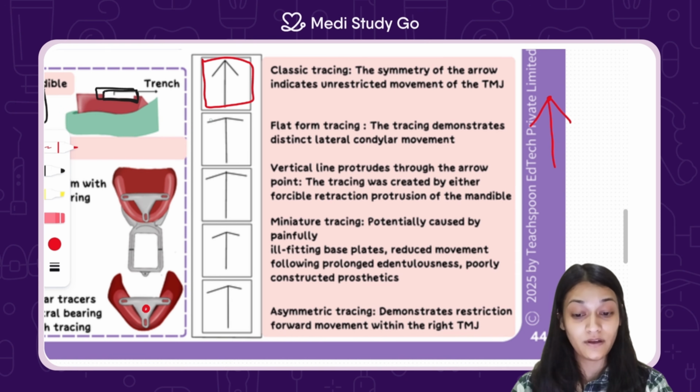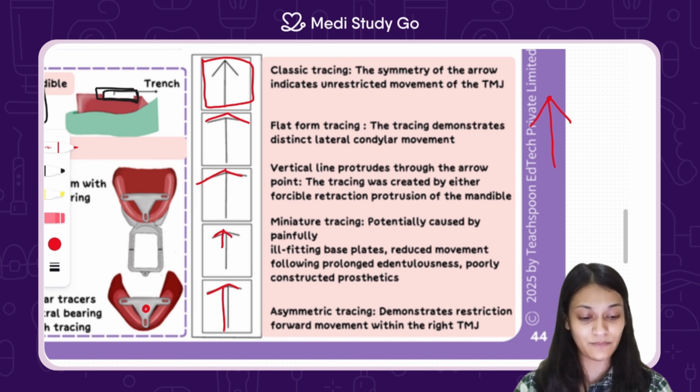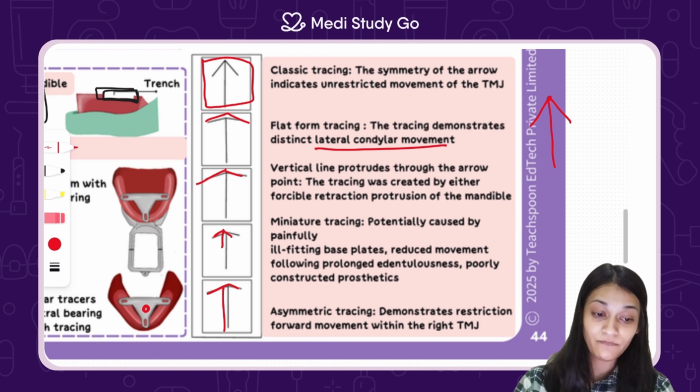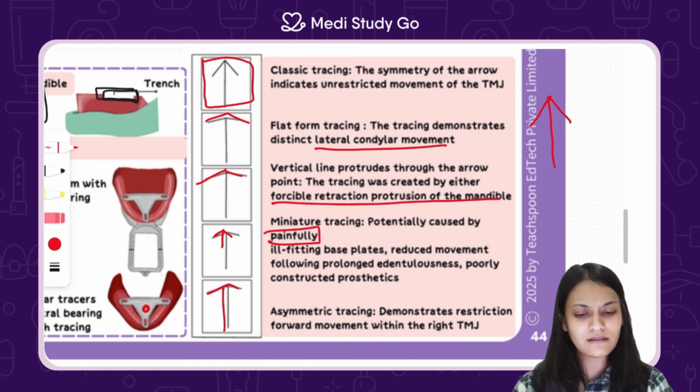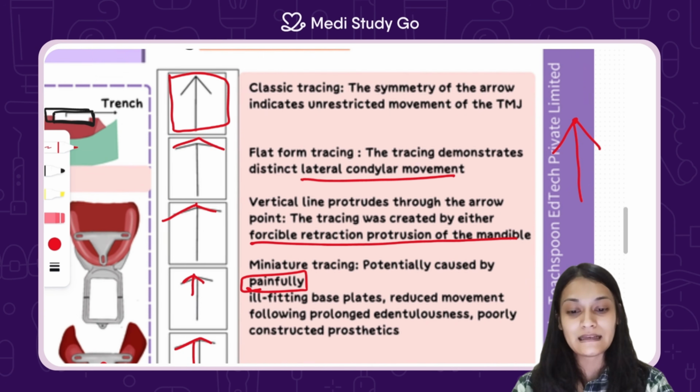But if you obtain a flat tracing, or let's say one line is longer than the other, or a miniature tracing, or an asymmetrical one, this means that there is something that is hindering your TMJ. It can be due to restricted lateral condylar movement, or forcible retraction or protrusion of the mandible, or because the denture bases are ill-fitting, or the patient has pain. Any factor that does not allow your temporomandibular joint to glide properly will lead to an asymmetrical and problematic tracing. So what you desire and look for is the classic tracing.